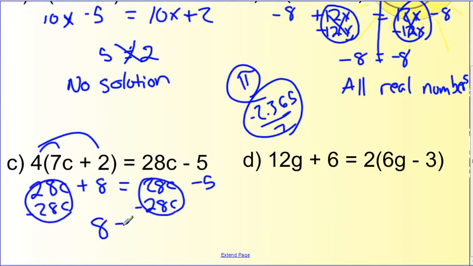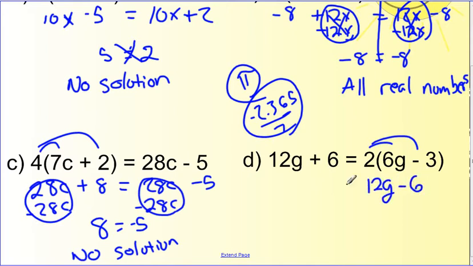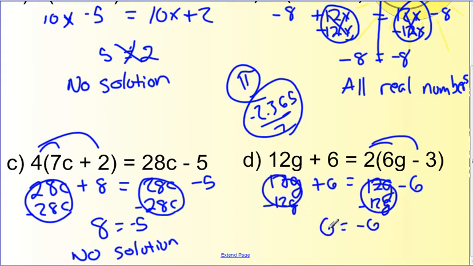Cancel. 8 equals negative 5. And does 8 equal negative 5? No! So there's no solution. Letter D. Distribute. We've got 12g minus 6, 12g plus 6, minus 12g here, minus 12g here, cancel, cancel, 6 equals negative 6. Is 6 the same thing as negative 6? No! So there's no solution.